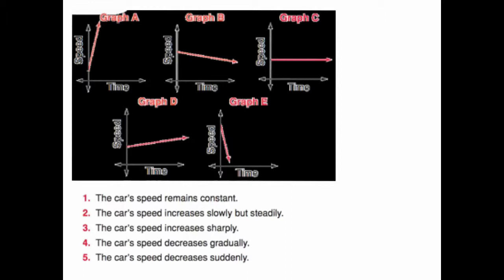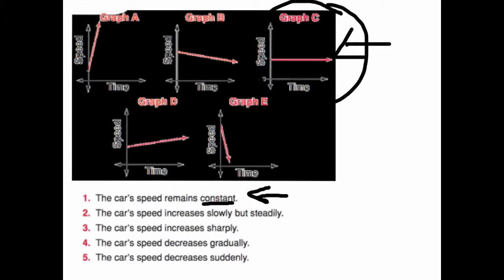All right, so number 1, the car's speed remains constant. Constant means that it's not changing at all. So what I'm looking for here is the graph with a line that doesn't have a slope. And if I look at graph C, this graph does not have a slope. So for answer choice number 1, the graph matching there is C.